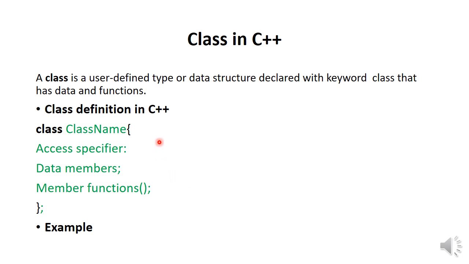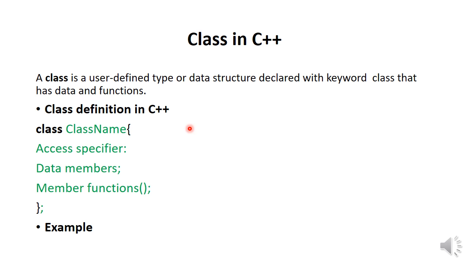So a class is a user-defined data type. This means that it is a structure declared by the keyword class that has data and functions. The data of a class are also called data members or the variables of a class, whereas the functions of a class are also called member functions. This means that a class is an expanded concept of a data structure which combines both data members and member functions.